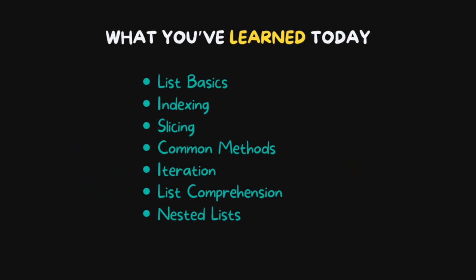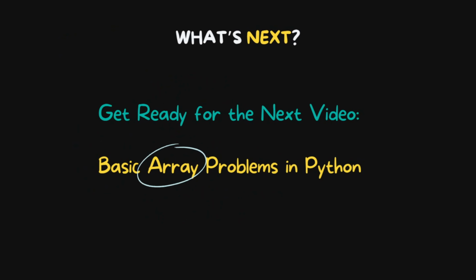And that wraps up our session on Python lists. Let's take a moment to recap what you have learned today. You have mastered the basics of Python lists, their syntax and how to create them. You now understand indexing and slicing, allowing you to access and manipulate list elements effortlessly. We explored common list methods to modify data, studied list comprehensions for concise coding, and even covered nested lists for handling multi-dimensional data. With this knowledge, you are ready to take on more advanced challenges.